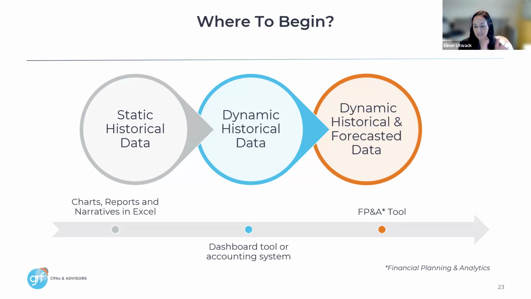So either you have static historical data that you're dashboarding in Excel, or you have dynamic historical data. It's dynamic because it's in a tool or in your accounting system, so the user can interact with it, but it's still just reporting on historical data. Or you have all of that, but also the future, which is the best case scenario here, where you're showing projections and where the organization is headed.